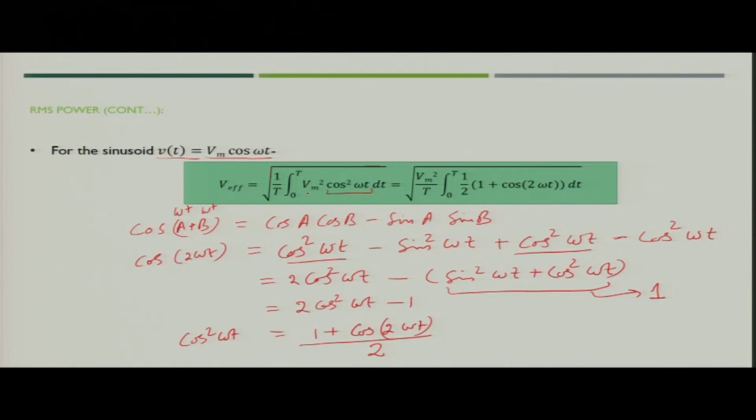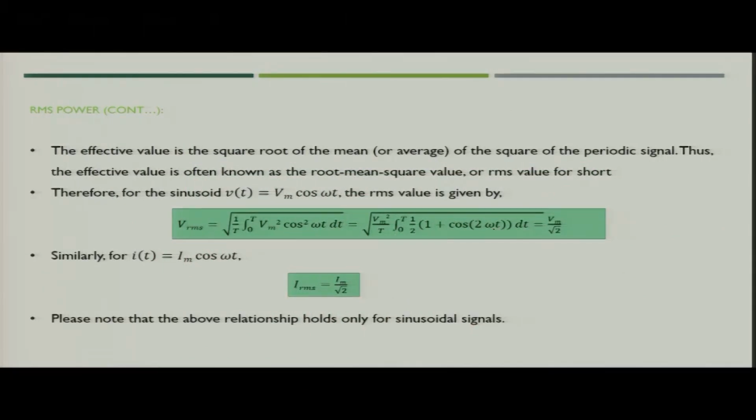Since Vm is the constant term, you can take it out from the integral, it will become Vm square by T integral 0 to T 1 by 2 times 1 plus cos 2 omega t dt. Now, if you see this expression, since this is a sinusoidally varying term, the value of this term over one particular time period, that is between 0 to T, will become 0. So, eventually what we are left with is only the term 1. So, if you simplify by integrating this constant term with dt, you will get the output as Vm by root 2.